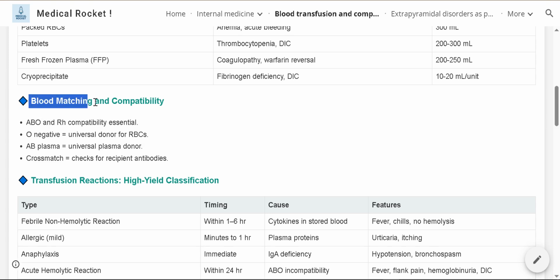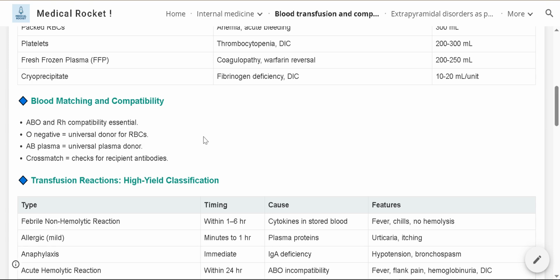Now with the must-know transfusion complications, compatibility rules, and safety strategies for PLAB, MRCP, and USMLE. Blood matching is non-negotiable, ABO and RH compatibility is essential. O negative is the universal donor for red cells. AB plasma is the universal plasma donor. And cross-matching? It checks for recipient antibodies against donor red cells. If you skip it, you're asking for a disaster.